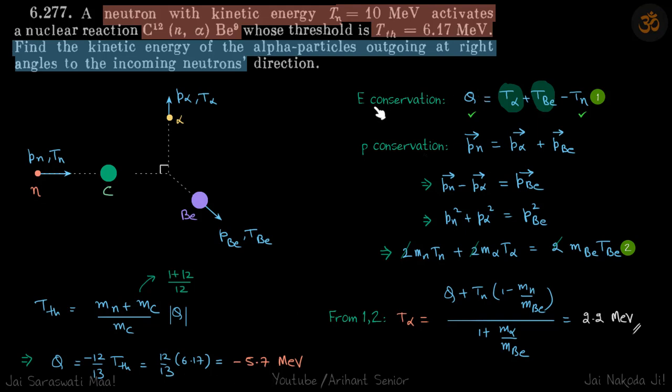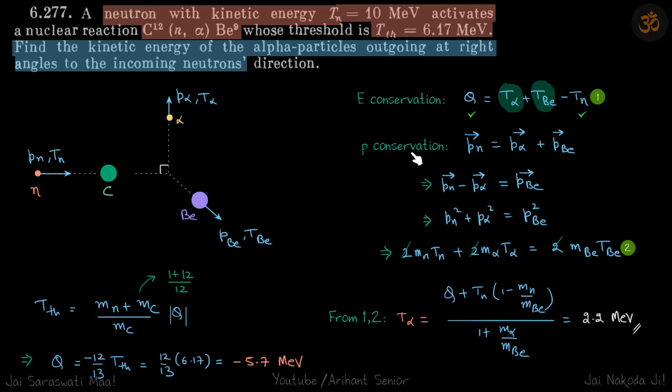Now for the collision part, with energy conservation, the Q value is final kinetic energy minus initial kinetic energy, so T alpha plus T Be minus Tn. Now it's given to us that the alpha particle is going at right angles to the incoming neutron. So these are the directions of the incoming neutron, and the alpha particle is going at right angles to that.